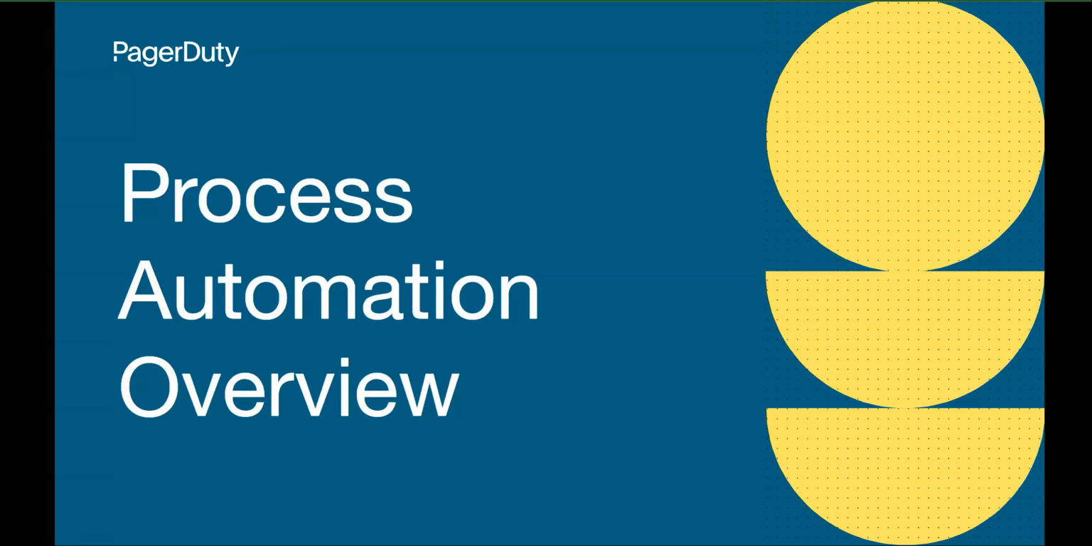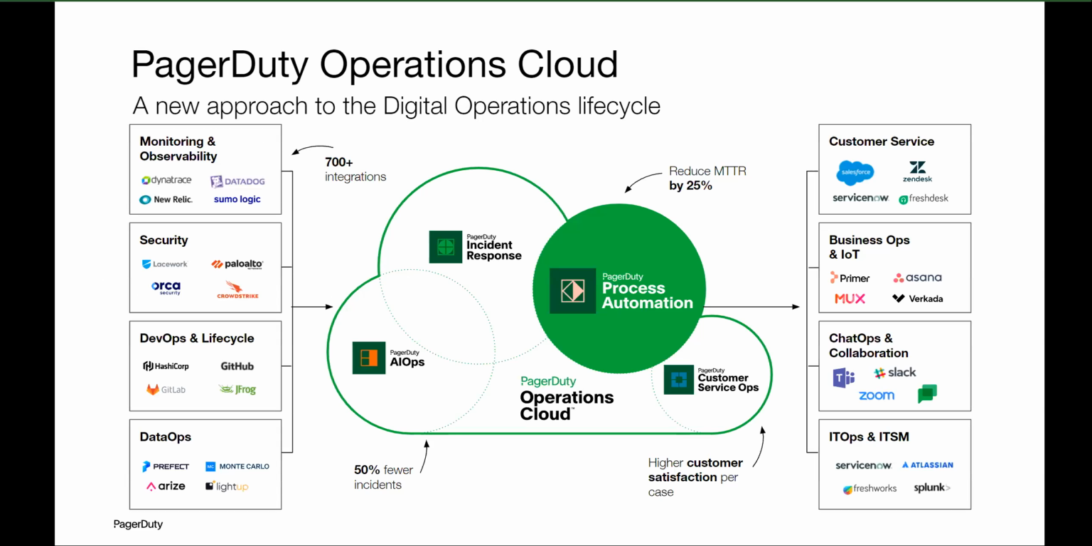All right, so what is process automation and why should we use it? Here's a graphic that looks a little complicated, but it shows where process automation sits in the PagerDuty Operations Cloud. This has four main capabilities right now. We have our AIOps, incident response, which is something we're most known for, and now process automation as well. Process automation extends us into automating those diagnostics and remediations, and customers see fewer employees interrupted and resolution time shortened when using this. So that's where process automation comes into the picture here.